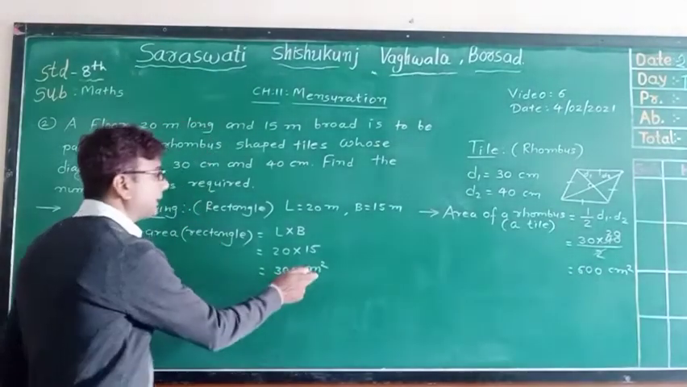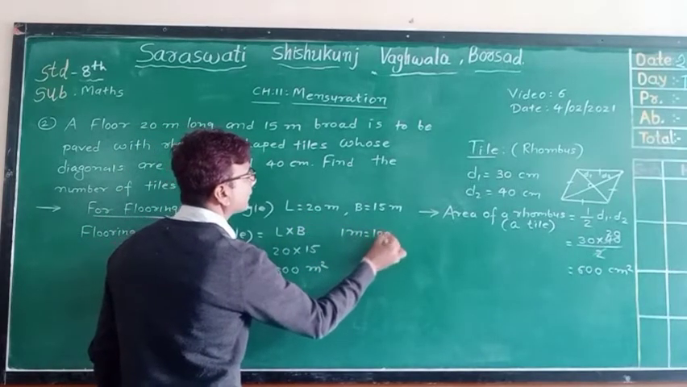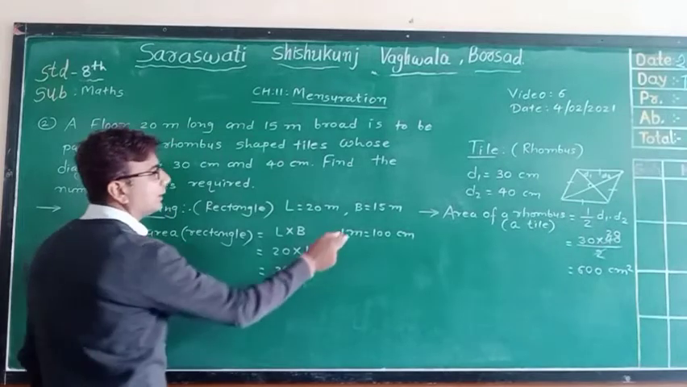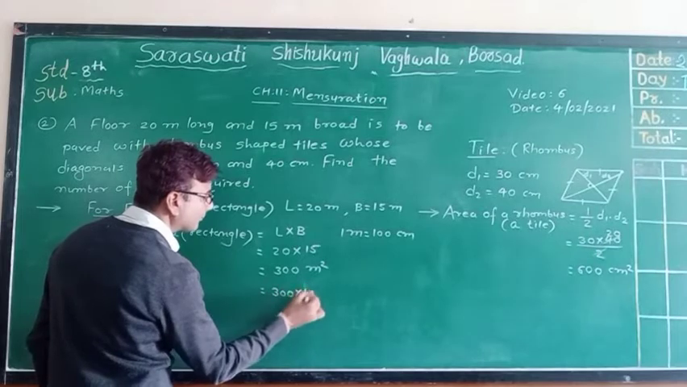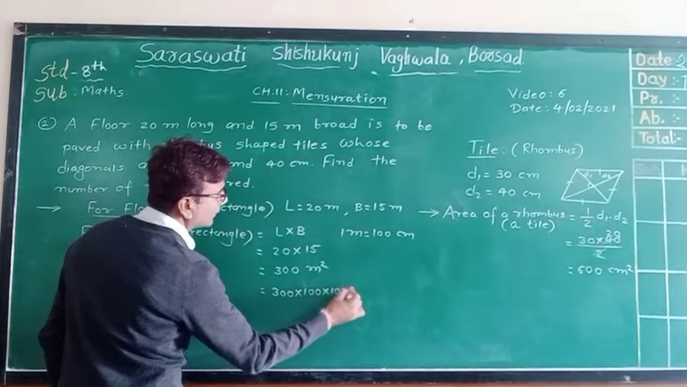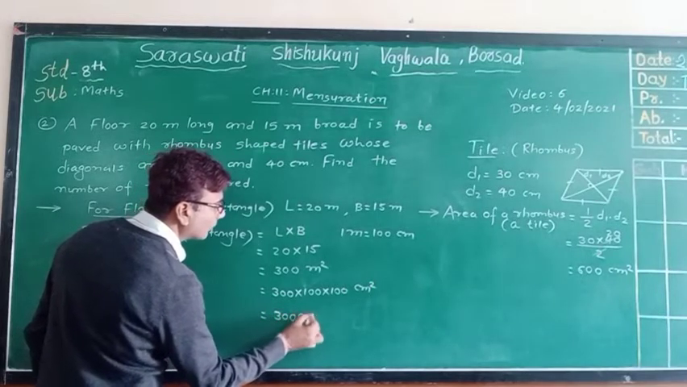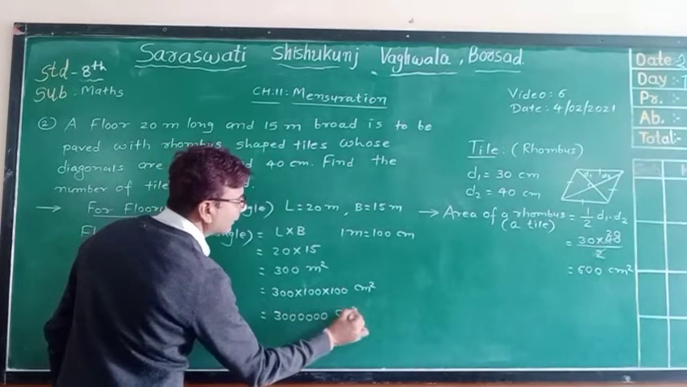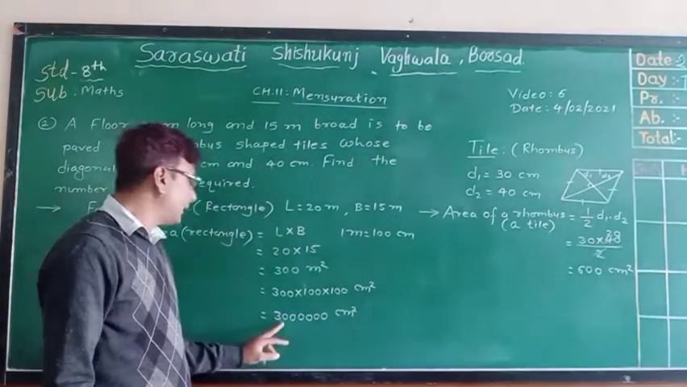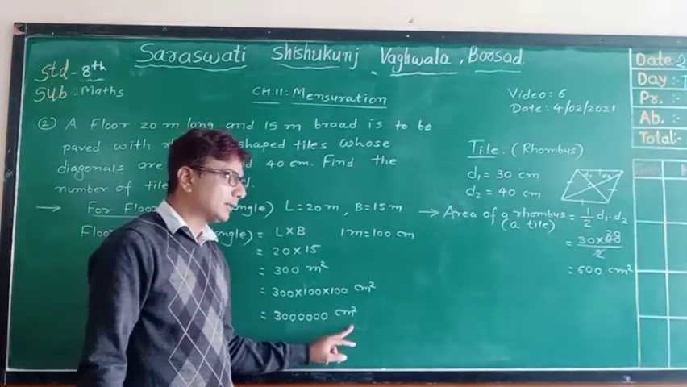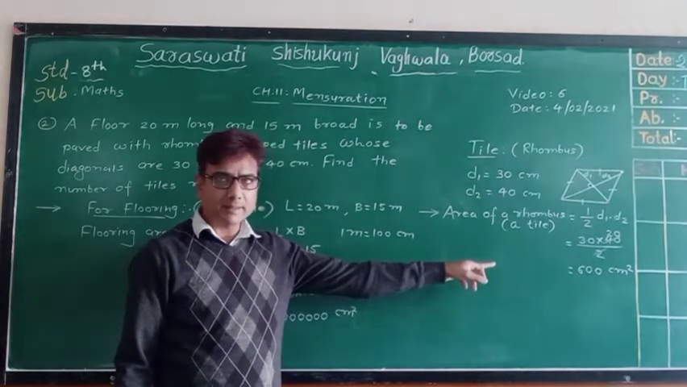Whenever we have to convert a big unit to a small unit, we have to multiply. So here the unit is meter square. I know 1 meter is equal to 100 centimeter. Since the square is given, I have to write 100 two times, so this converts into centimeter square. So 1 2 3 4 5 6 zeros in centimeter. Now the total area we got is 30 lakhs centimeter square for the flooring, and one tile's area is 600 centimeter square.